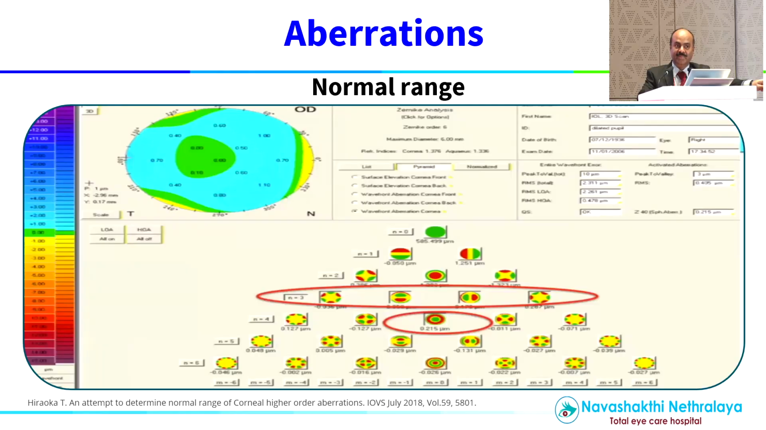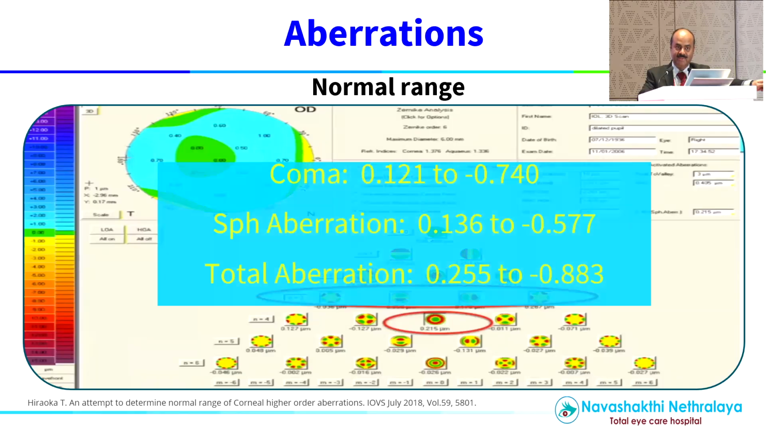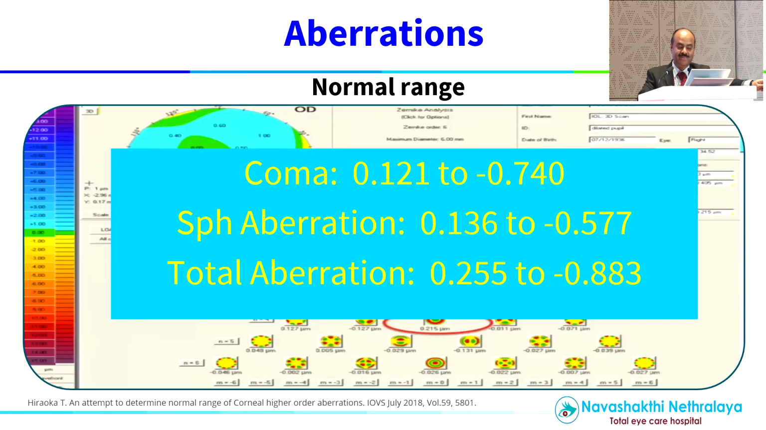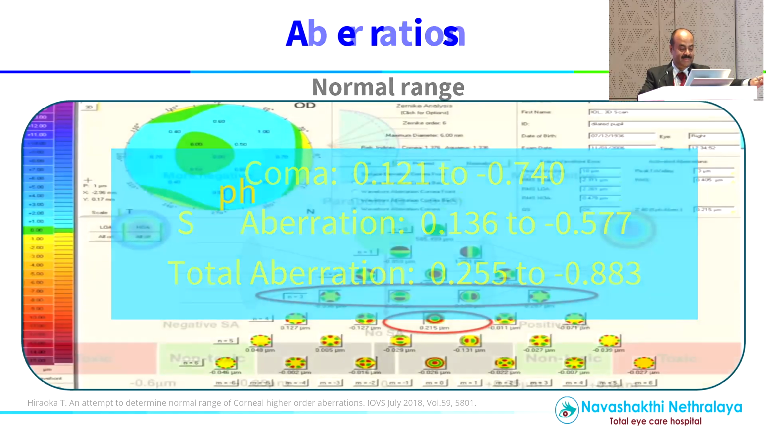As I told in my previous talk, look at coma as well as spherical aberration. Here we are concentrating on the spherical aberration, and look at the in-between value of 0.136 to 0.57, approximately 0.6. You can put any kind of advanced IOL and the patient will tolerate it. Of course, look at all other problems. This is only with spherical aberration.